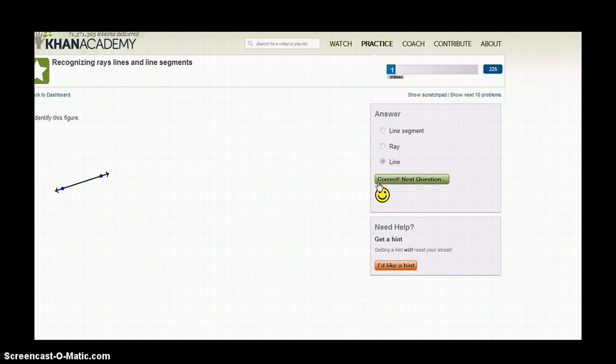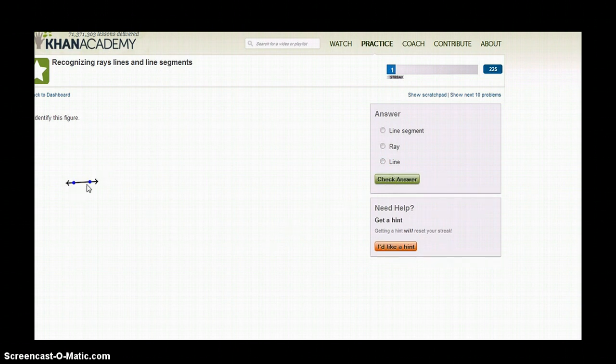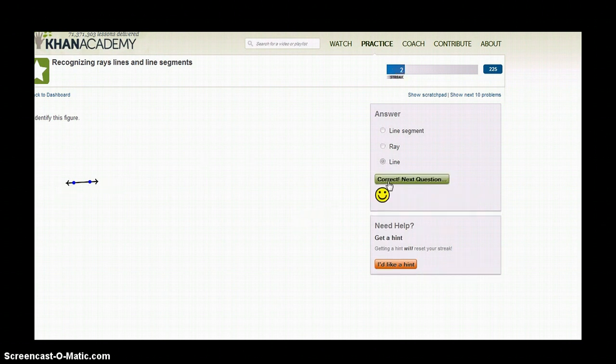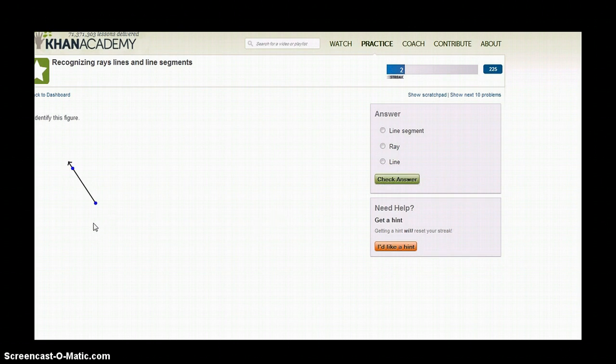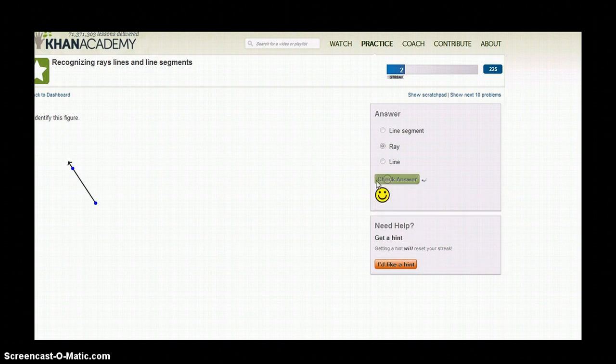Now, it's taking some time. I'll correct next question. All right, now what about this thing? Well, once again, arrows on both sides means that this thing is going to go on forever in both directions. So once again, it is a line. Fair enough. Let's do another one. Here we have one arrow, so it goes on forever in this direction, but it has a well-defined starting point. So it starts there and then goes on forever. And if you remember, that's what a ray is. One starting point, but goes on forever. So one way to think about it, it goes on forever in only one direction. So that is a ray.